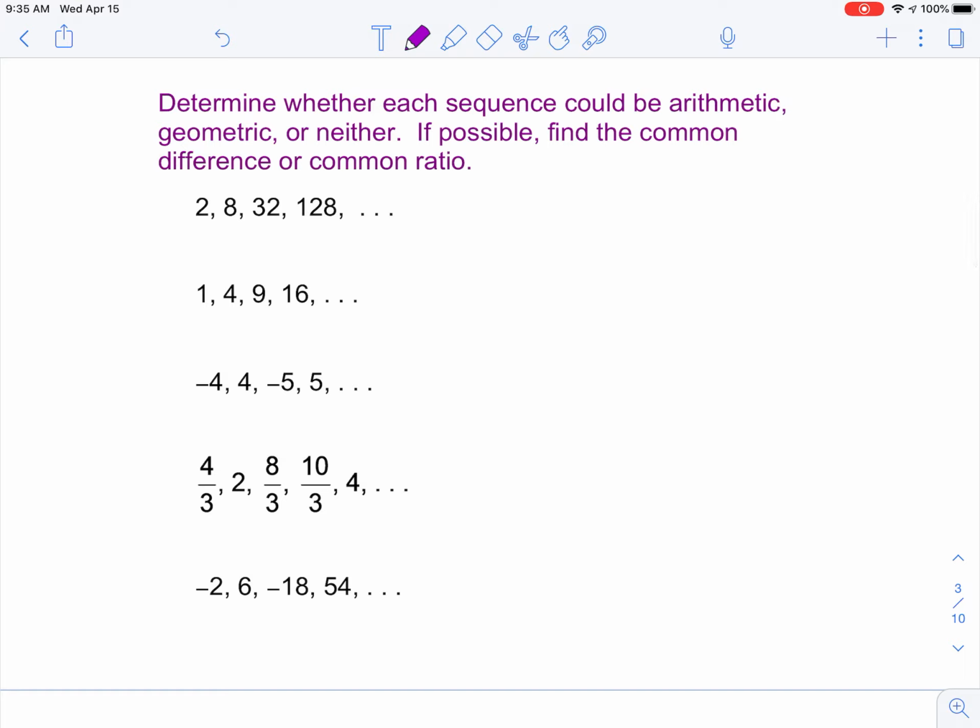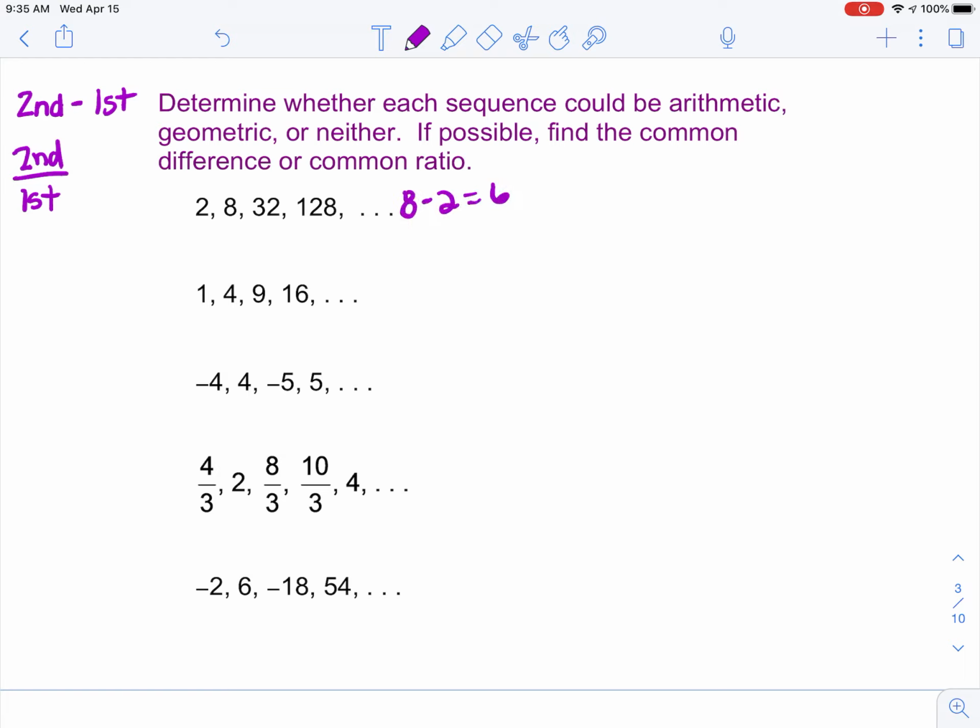All right, so next we're going to determine whether each sequence could be arithmetic, geometric, or neither. If possible, find the common difference or common ratio. So on this first one, remember I said for arithmetic, I'm going to subtract the second minus the first, and then the third minus the second. You're going to do the same thing here. You're going to take the second divided by the first to see if it's geometric.